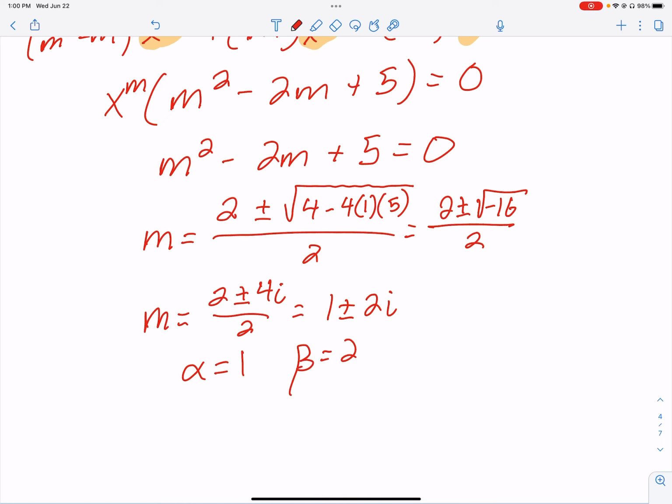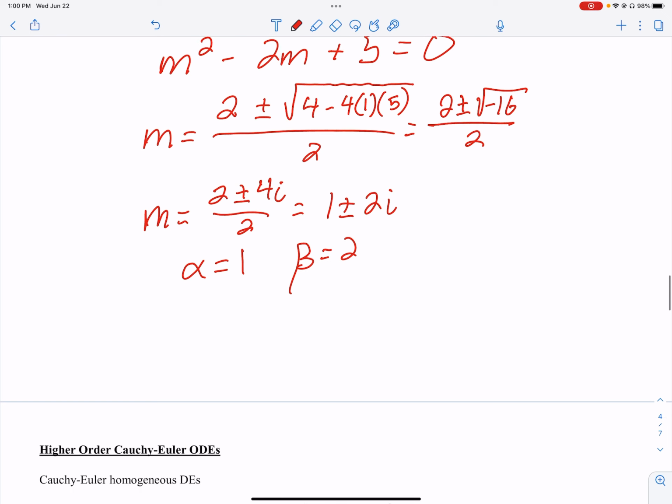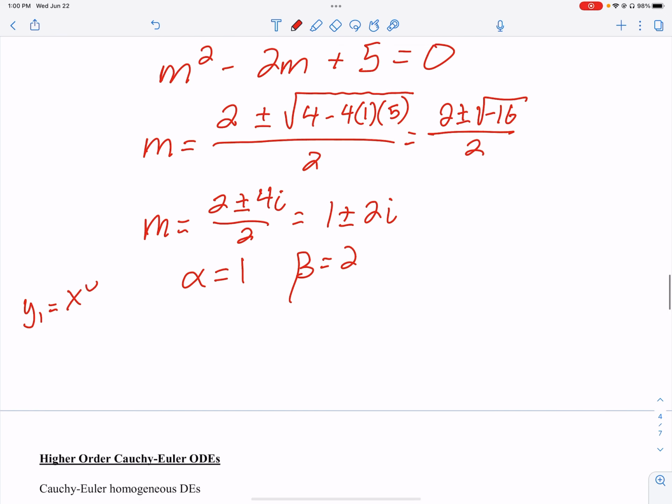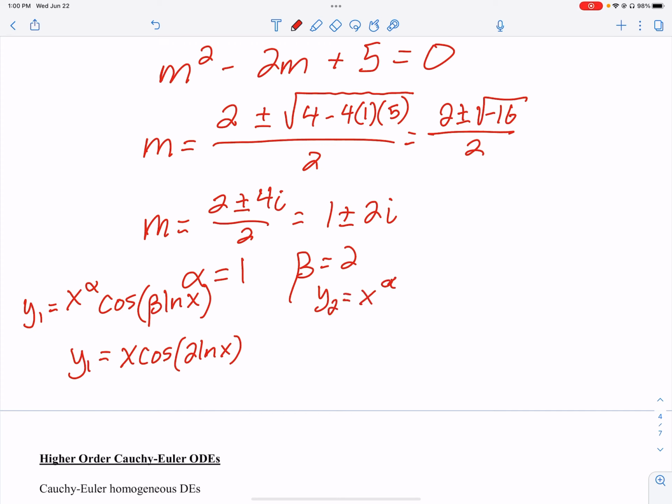All right, and then we have these definitions. So y1 is equal to x to the alpha cosine beta ln of x. And then, so let's plug that in. y sub 1 equals x to the 1 cosine 2 ln of x. y sub 2, the formula for that is x to the alpha sine beta ln of x. So y sub 2 is equal to x to the first sine 2 ln of x.